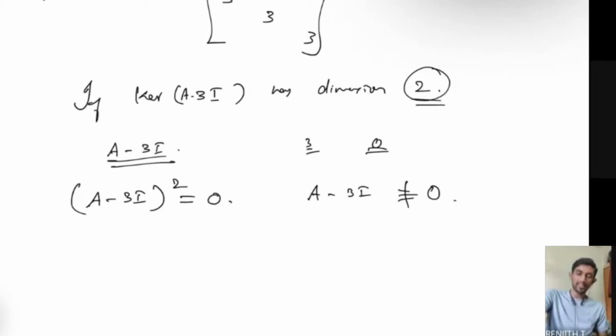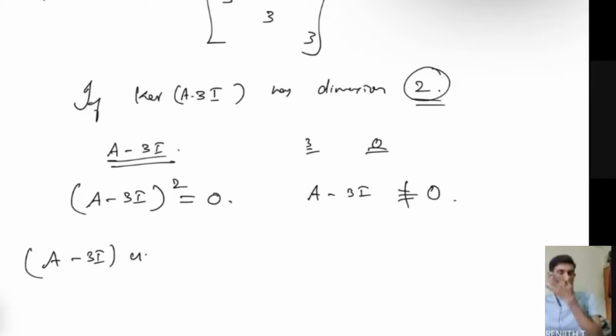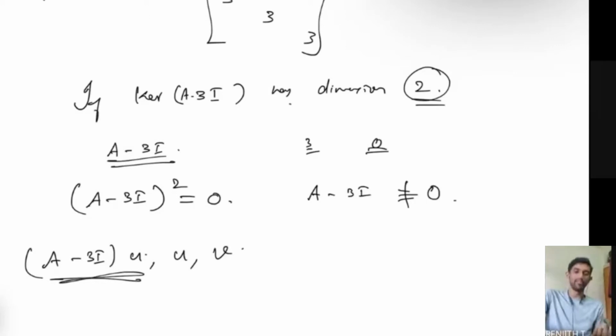Since A minus 3I is not equal to 0, you will get an element u such that (A minus 3I)u is non-zero. If it were 0, then (A minus 3I)u would be 0. Since it is non-zero, we get at least one u such that (A minus 3I)u is non-zero. If you apply it again, it will be 0. Now, since the kernel of A minus 3I has dimension 2 and (A minus 3I)u is already in that kernel, you will get one more element v. V belongs to the kernel of A minus 3I.